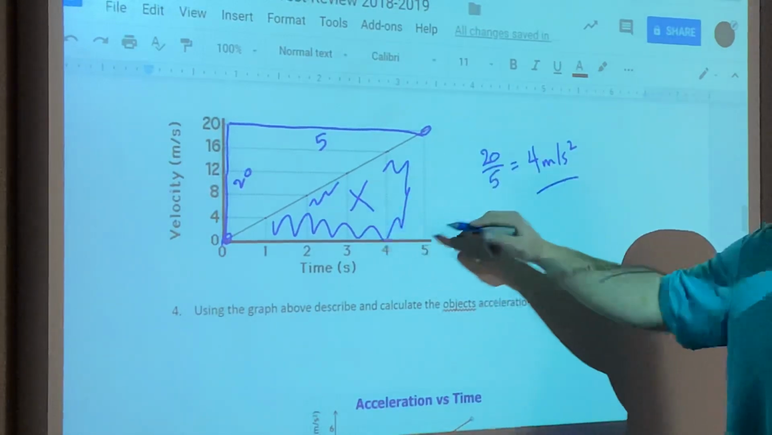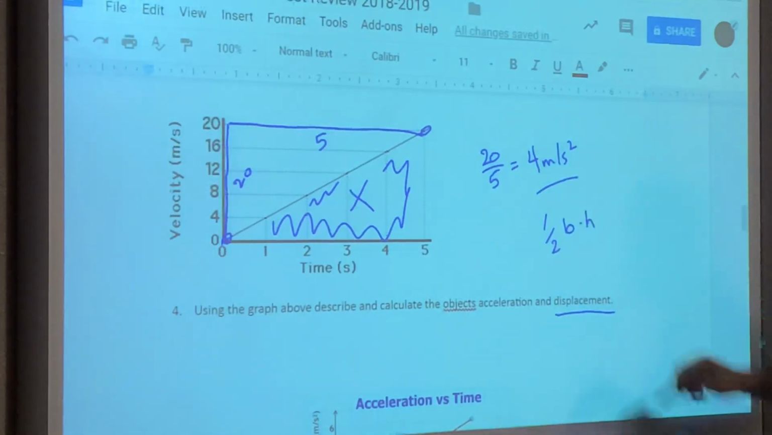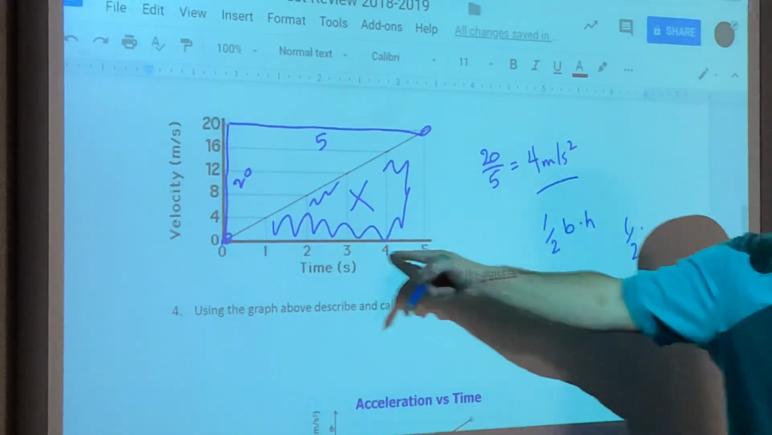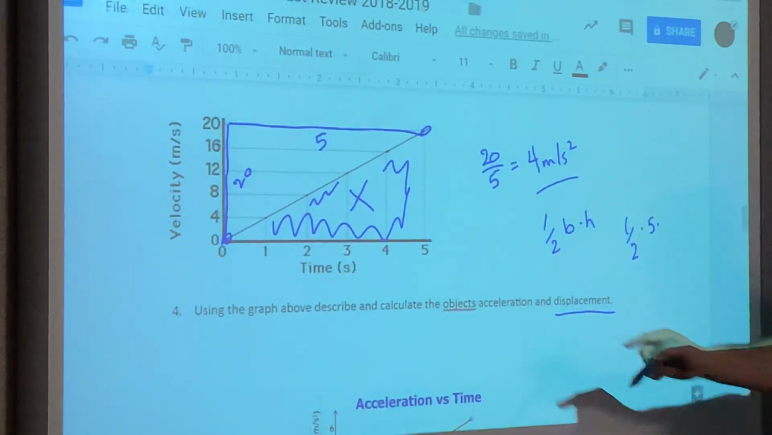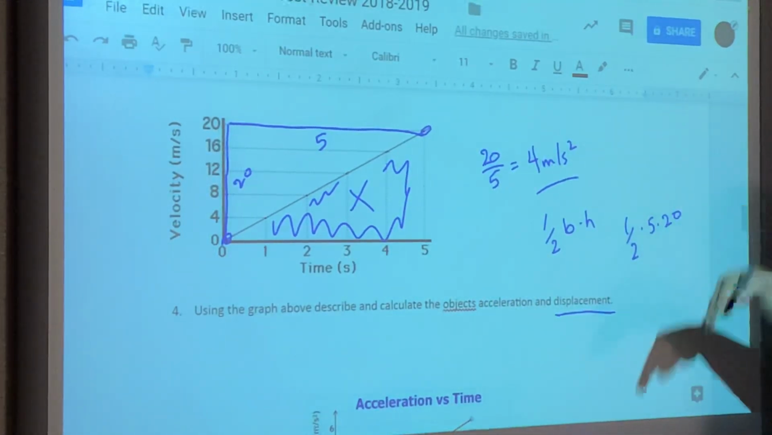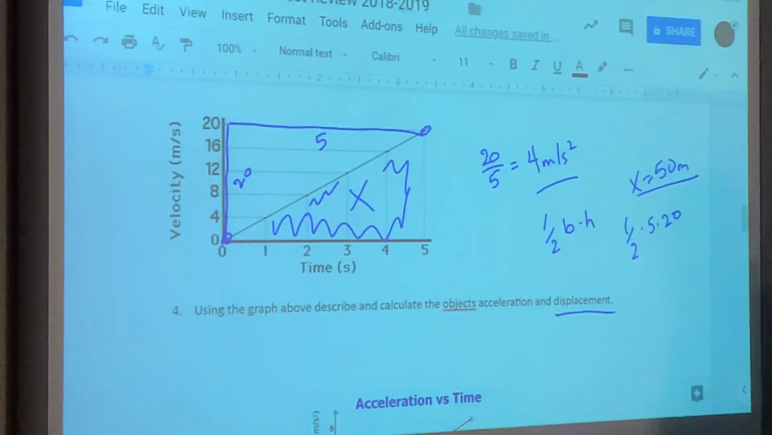So this is a triangle. The equation for the area of a triangle is 1/2 base times height. So for our problem here, it would be 1/2 times 5, the base, times the height, which is 20. 20 times 5 is 100, times 1/2 is 50. So it ends up being that our displacement is 50 meters for that part. Okay? For sure there'll be some stuff like this on the exam as well, so you want to be familiar with how to do that.